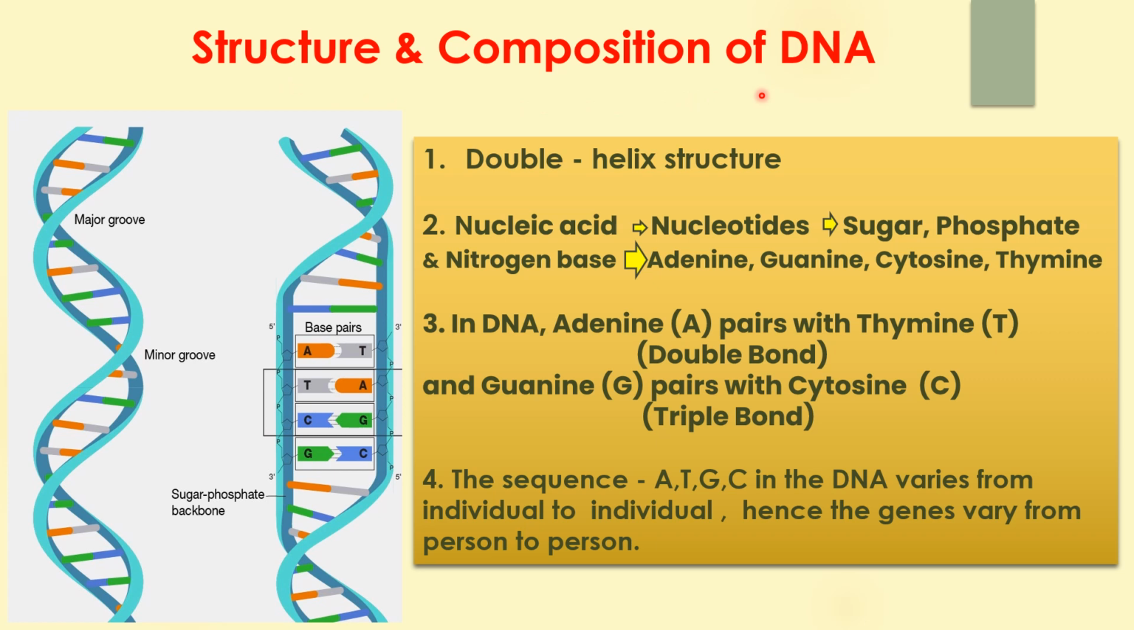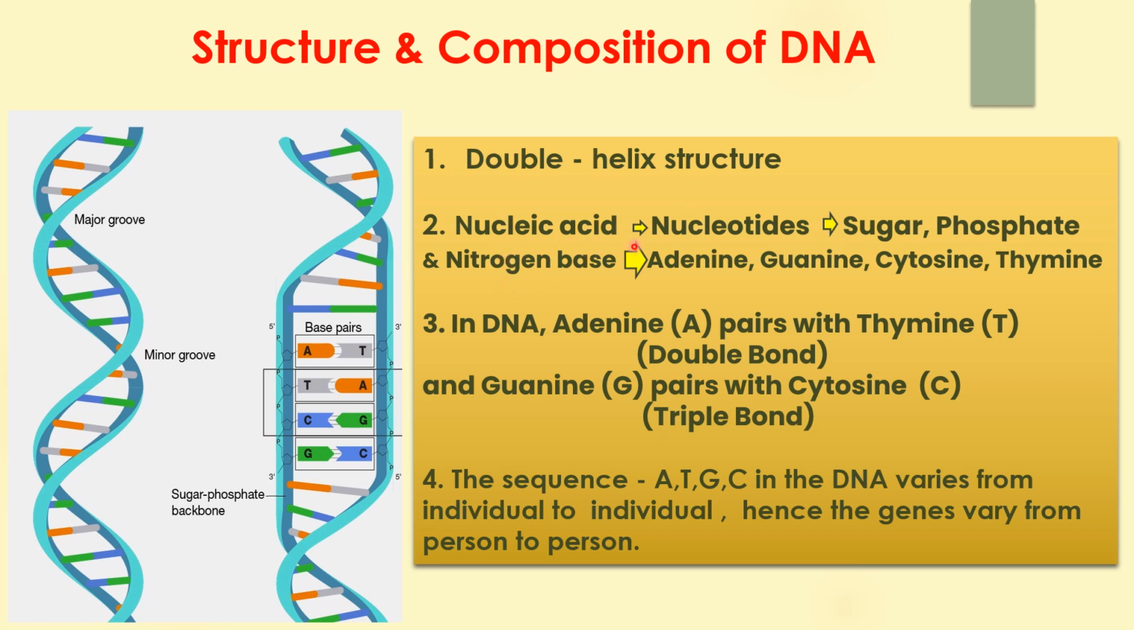Speaking about the structure and composition of DNA, as we all know, the twisted ladder structure of the DNA is known as the DNA double helix. This structure is known as the DNA double helix structure. We all know that A in DNA means acid. It's a nucleic acid, deoxyribonucleic acid. Name roots from deoxyribose sugar.